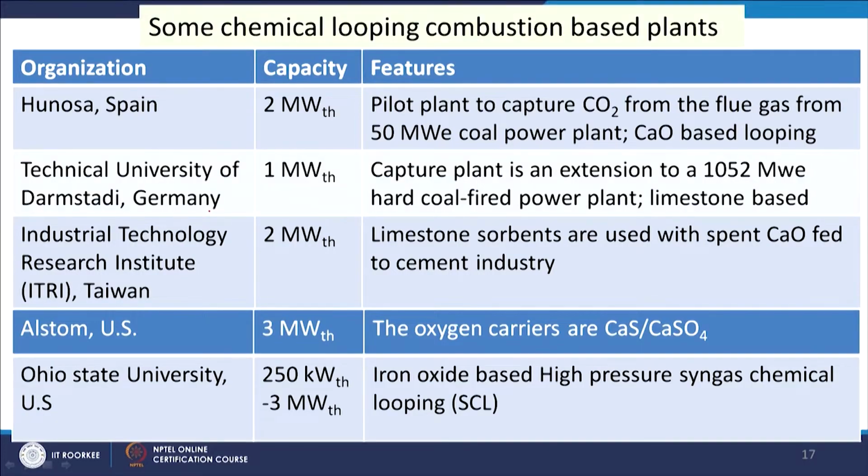Now, this slide gives us some examples of chemical looping applications in thermal power plants. So, this is in Spain, Germany, Taiwan, US, and this is also US. These are the capacities and these are the features. It is clear that here we have a calcium based looping system. Here we have a limestone based chemical looping system, and ITRI Taiwan is also using limestone sorbents, and with Spain CaO, and Alstom US is using a CaSO4 system, and Ohio State University is using iron oxide based high pressure syngas chemical looping, so that is for gasification applications. Now, we will see one problem on this.